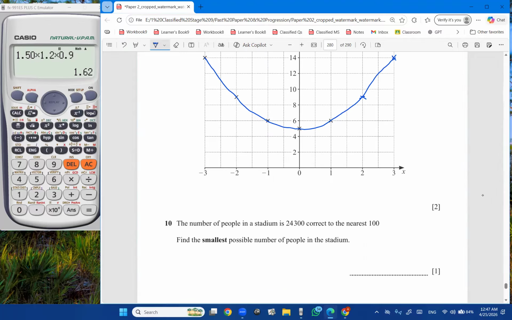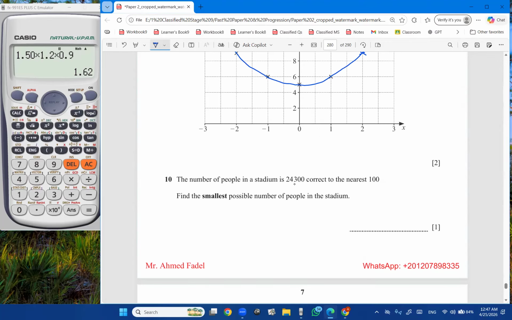That's it. The number of people in a stadium is 24,300 corrected to the nearest 100. Find the smallest possible number of people in the stadium. Here they're requesting from you to find the lower bound. So to find the lower bound, you need to divide 100 by 2. It gives you the 50. For the upper bound, you add the 50. For the lower bound, which is what they want because they requested the smallest, you minus 50. So it becomes 24,250.